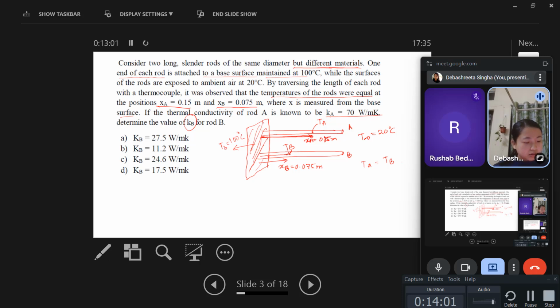In the starting of the question itself, they said it is different materials. Different materials means different thermal conductivity. So they have given the thermal conductivity for one rod. We need to find out the thermal conductivity of the other rod. So how do we proceed with this?